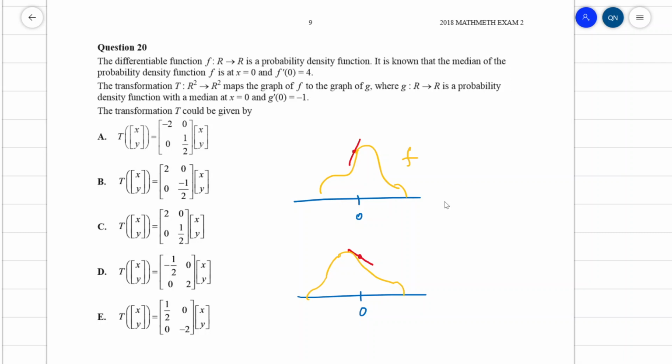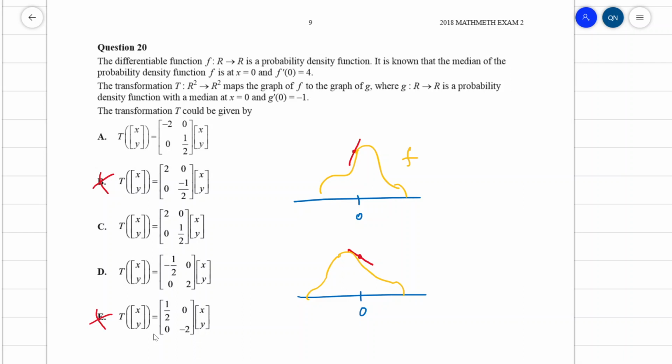Okay, so it can't be a reflection in the x-axis, because if you're reflecting in the x-axis, then all these positive values become negative, so that's not good. Therefore, we want to get rid of everything with a reflection in the x-axis. So we want to get rid of e, because there's a -2 in front of the y. And we want to get rid of b as well.